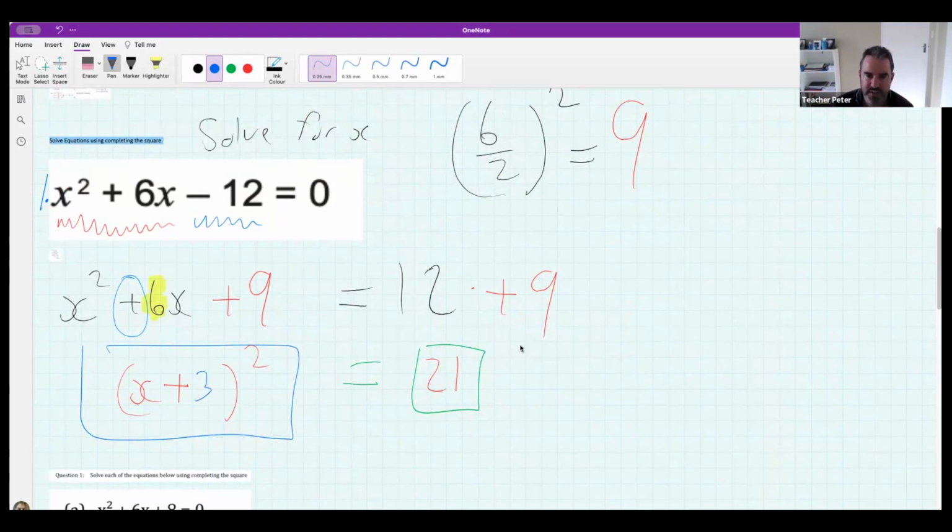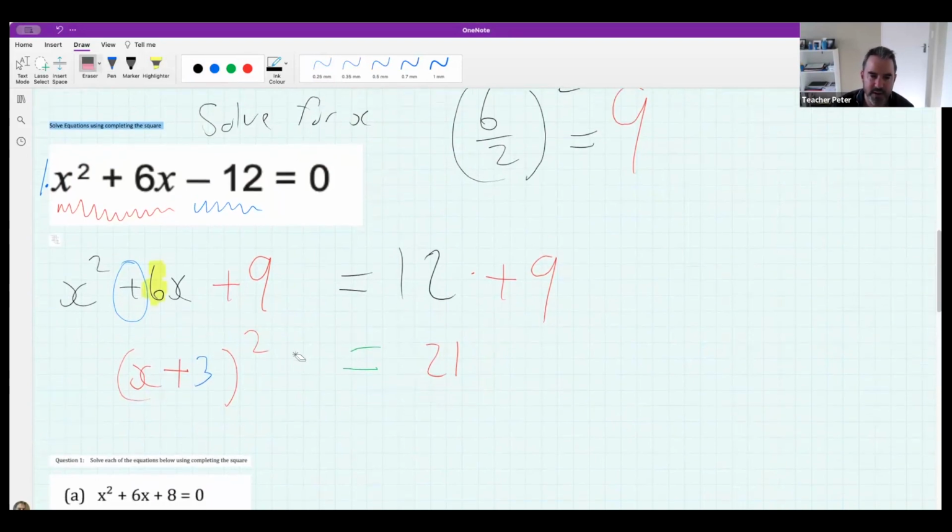Okay, so we've done the hard work. We know (x plus 3) squared is 21, but now I want to solve for x. Now, the problem with solving for x is the square over here is locking everything up. What undoes squaring something? What undoes squaring something? Root. Yes, the root.